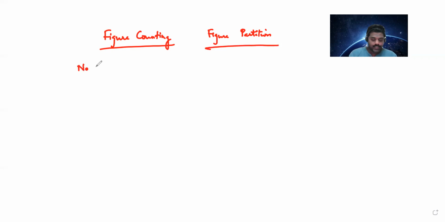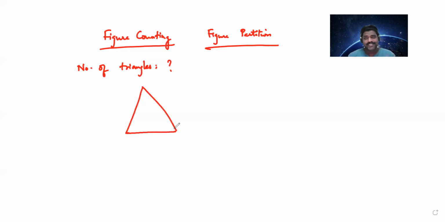Okay, so this particular topic, you call it figure counting, or you also call it figure partition as stated in your materials. First of all, what we are going to do today is finding the number of triangles. So how do we find the number of triangles? For example, let us say this is one triangle. You all know I'm very good at drawing, so please adjust accordingly. If they give a diagram like this, the number of triangles is 1.